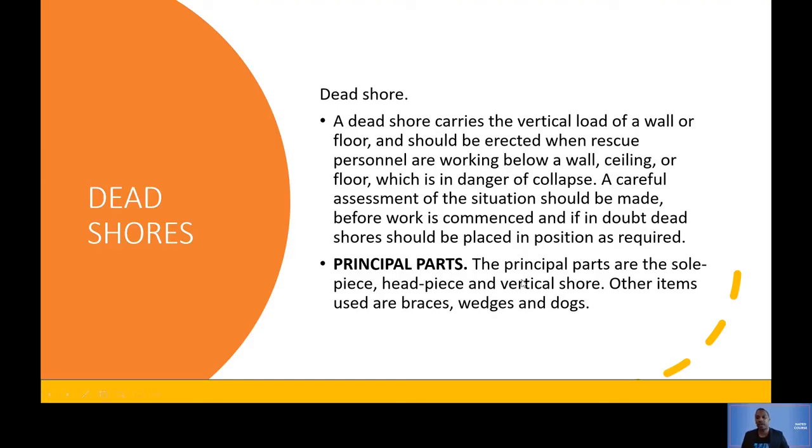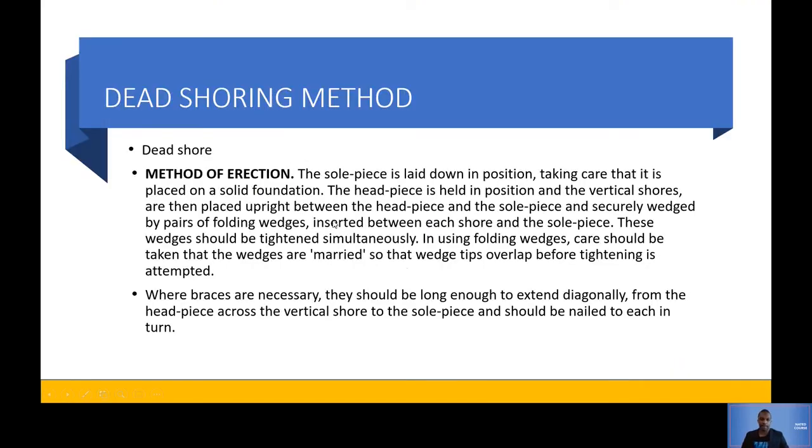Now, the principal parts are the sole piece, head piece, vertical shore, and other parts such as braces, wedges, and dogs. You've seen this in the videos as well. They actually showed them and labeled them. So if you don't remember, you know what to do. Just rewind this video, look at it again, and you will see them. But we will get to talk about them.